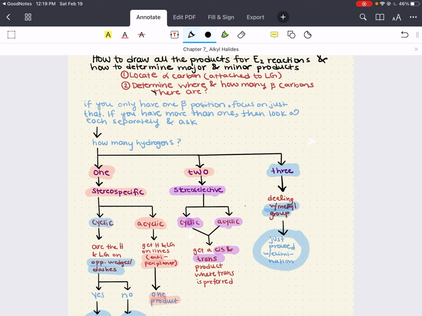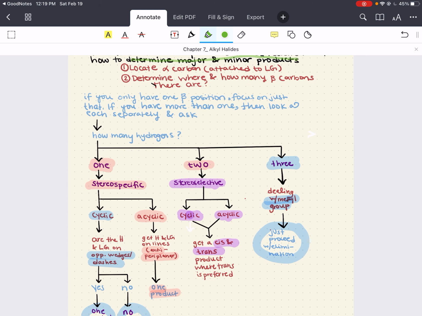How to draw all the products for an E2 reaction, and then at the end of it, determine major and minor products. Your first step is to locate the alpha carbon. We know how to do this. It's going to be attached to the halogen. Easy peasy. Then we want to determine how many and where our beta positions are. That's also very easy. Where are our unique beta positions, and how many hydrogens are at each of those unique beta positions?